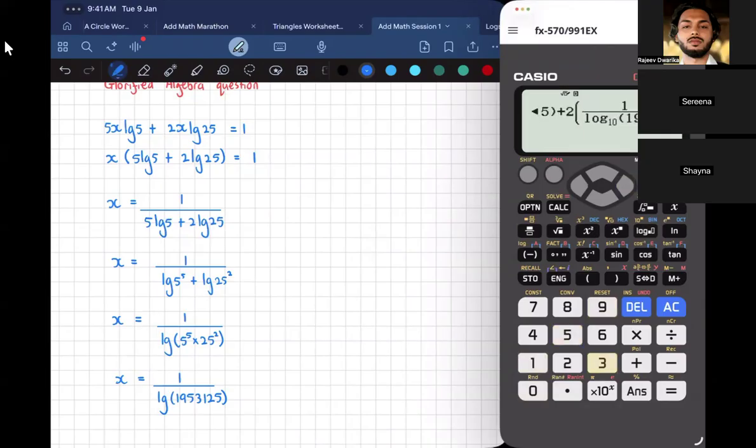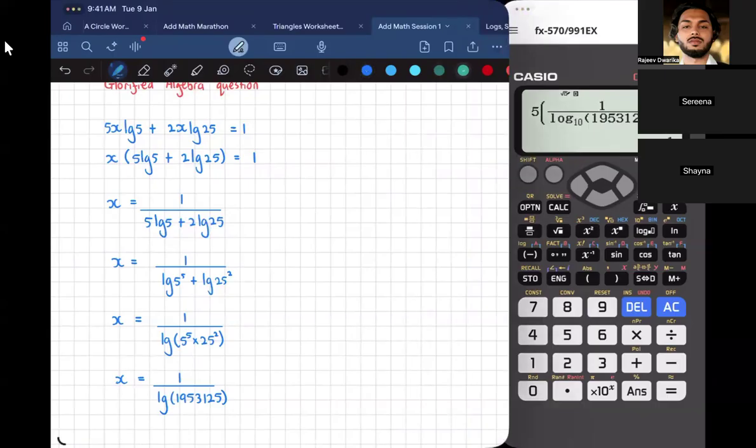1,953,125, right? And I'm going to multiply that by log base 10 of 25. I should get 1 when I press the equal sign. And Serena, what do I get? 1. Wow. So that had to be the correct answer, right? So Sheena, you understand? I'm getting 1. So that's the correct answer. Yes, sir. Right, now let me show you another way I can do this question.